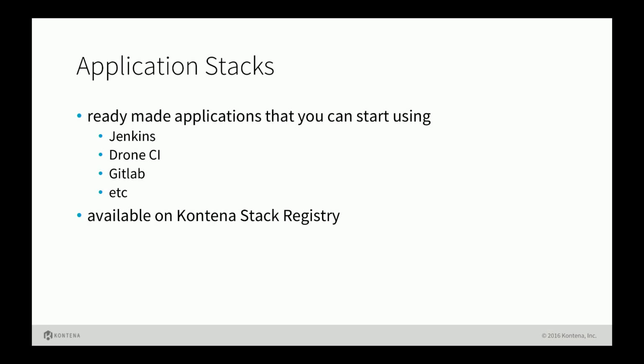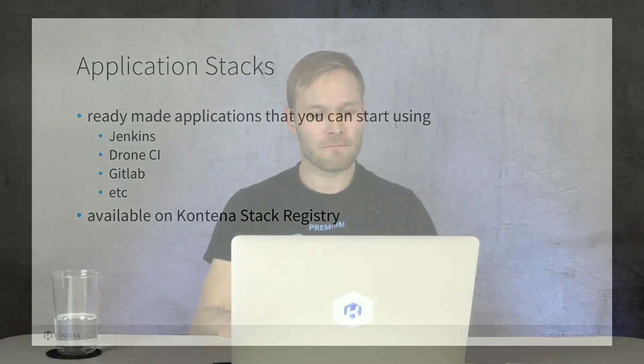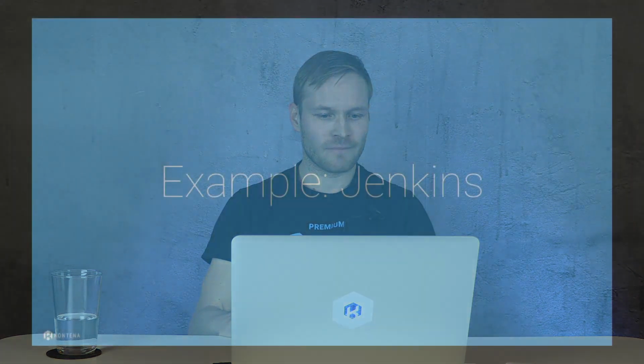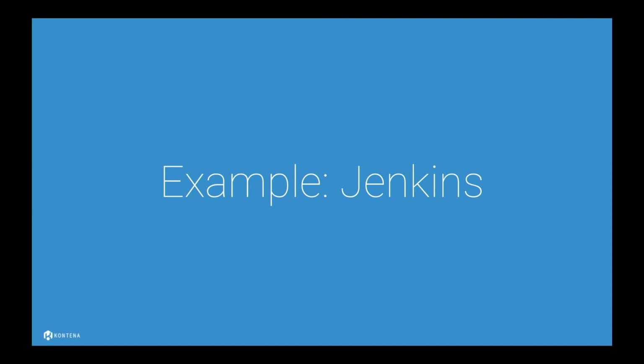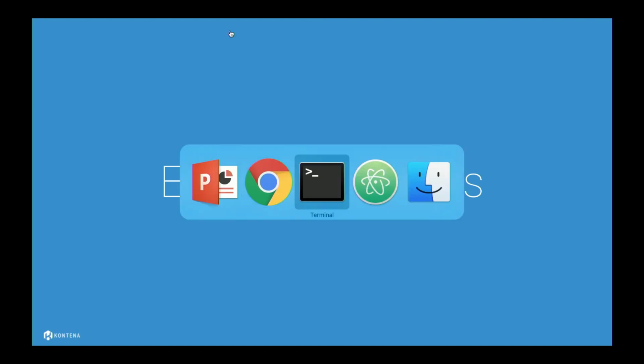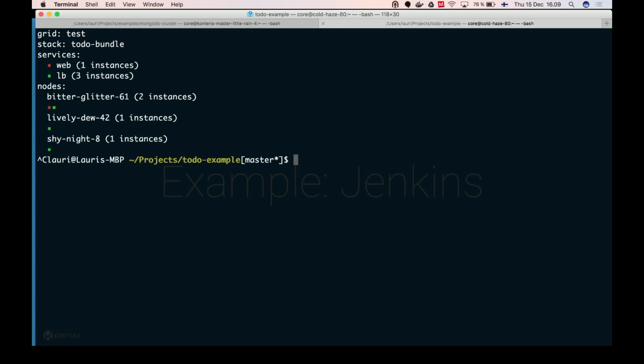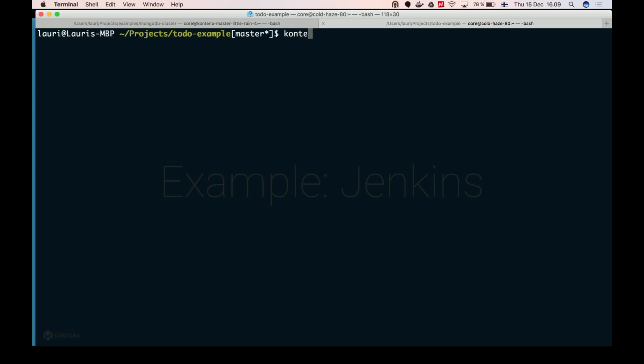And then we can have application stacks. Those are ready-made applications that we can just start using. Those can be, for example, Jenkins or Drone CI, GitLab, you name it. And those applications are available on Kontena Stack Registry, so we can just install them from there. Okay, let's take a look. We have a Jenkins stack that we can just deploy.